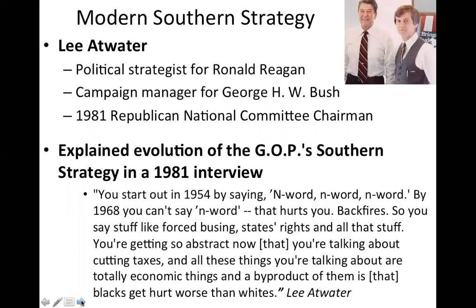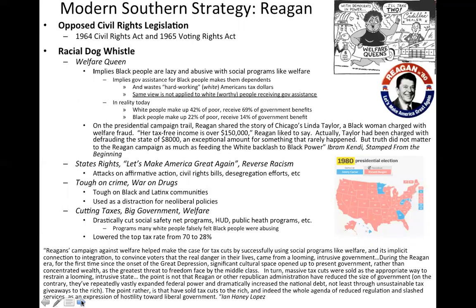So they knew, that's the thing. We know they knew they were doing this because so many of the strategists admitted it so often. So Reagan just goes all out in the Southern strategy. Reagan is a candidate that completely opposes civil rights legislation. He opposed the '64 and '65 Civil Rights Acts. He's very anti-civil rights, but instead of saying that, he creates all these other racial dog whistles.